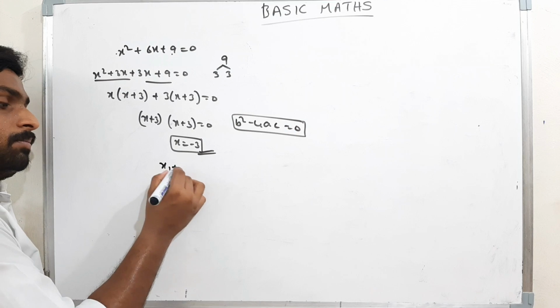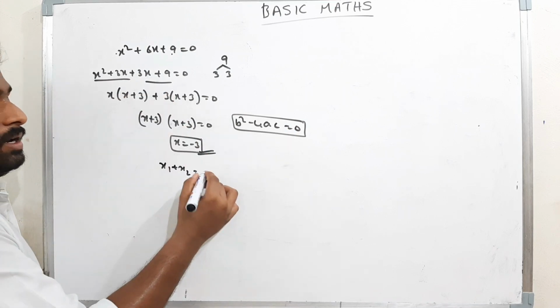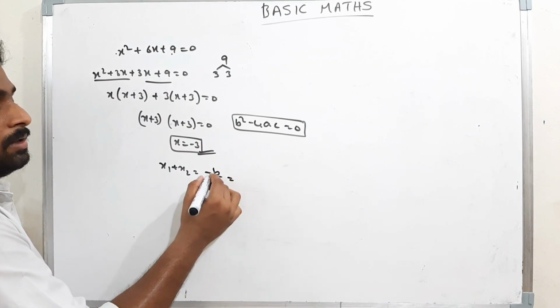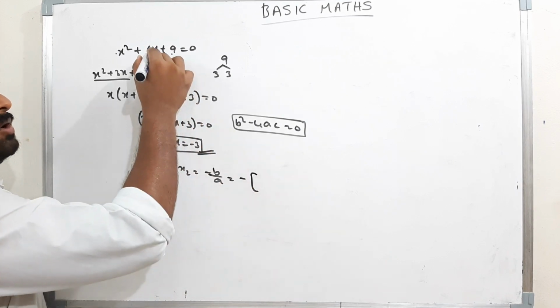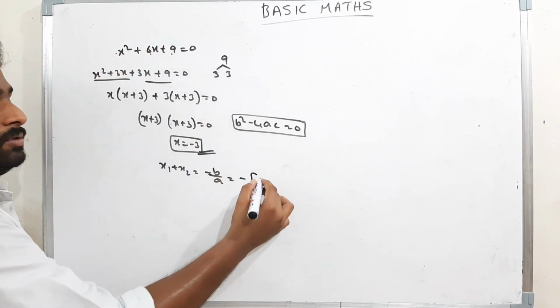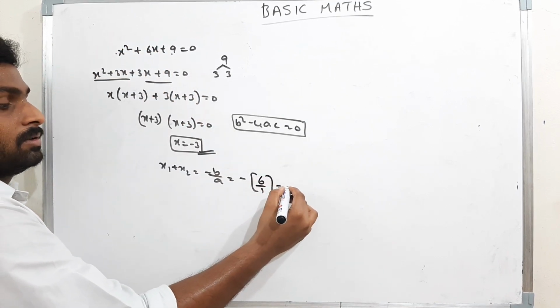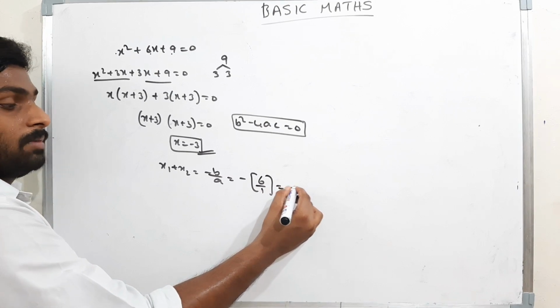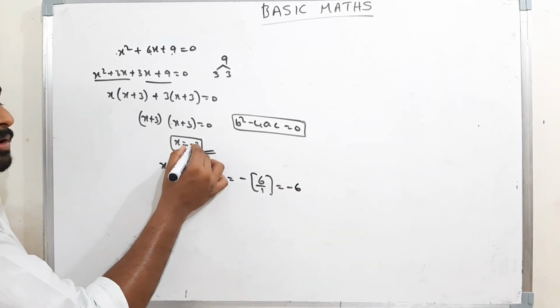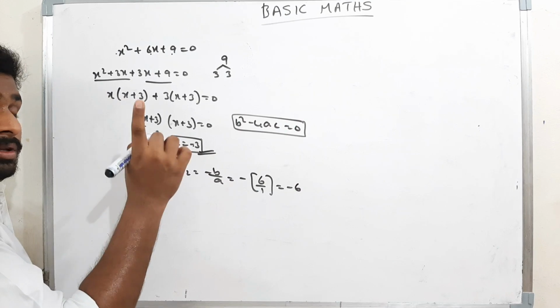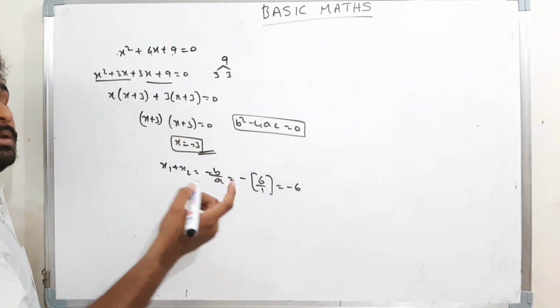That is x1 plus x2. The sum of the roots is nothing but minus b by a. Minus into b by a. b is how much? 6. a is 1. Therefore, minus 6 by 1 is nothing but how much? Minus 6. Therefore, from here what will we get? What are the roots? Minus 3 plus minus 3 is minus 6.